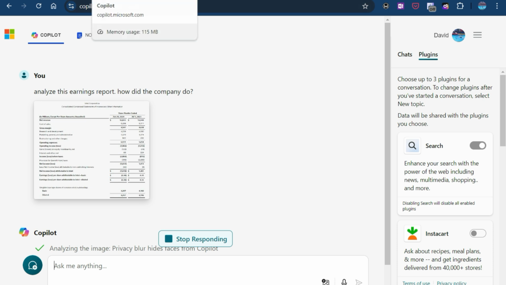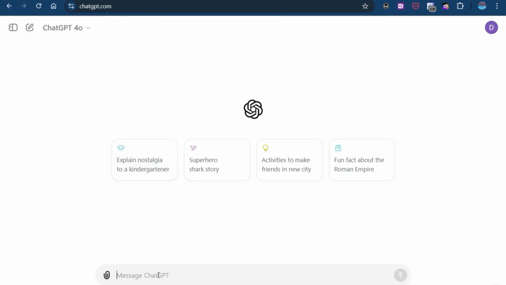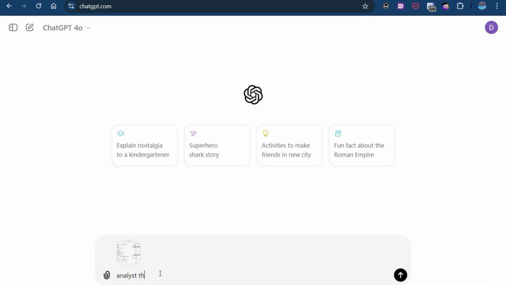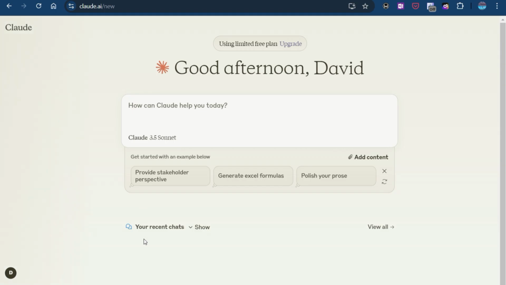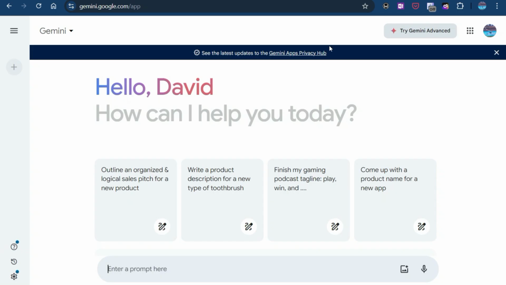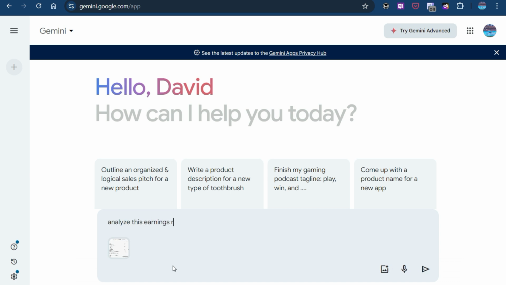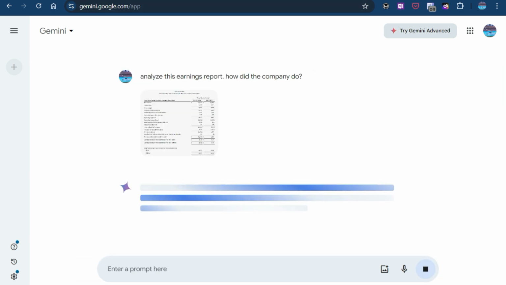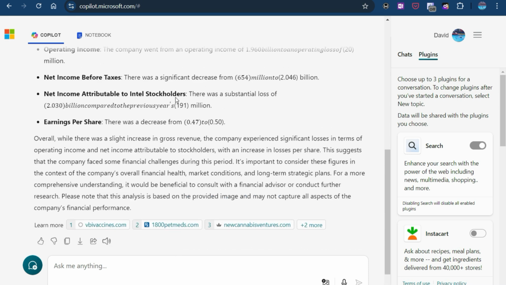At the same time, I'm going to go into the other chatbots as well. I'm going to go to ChatGPT and do the same thing: analyze this report, how did the company do? Simple enough. Let's do it in Claude as well, and we can compare our answers. And then Gemini as well. I don't want to give it too many instructions, because I just want to see initially what kind of analysis it's doing.